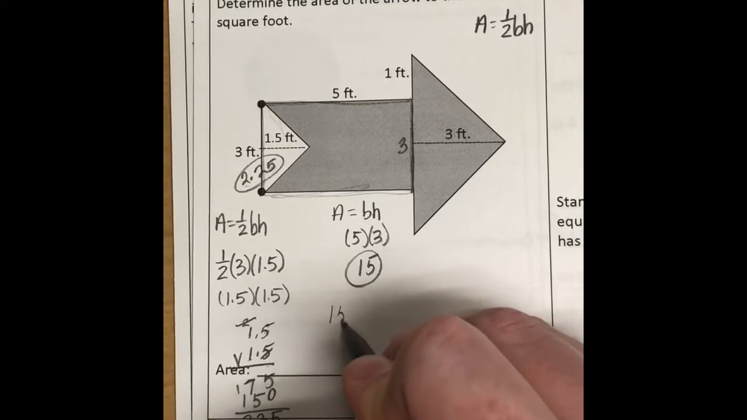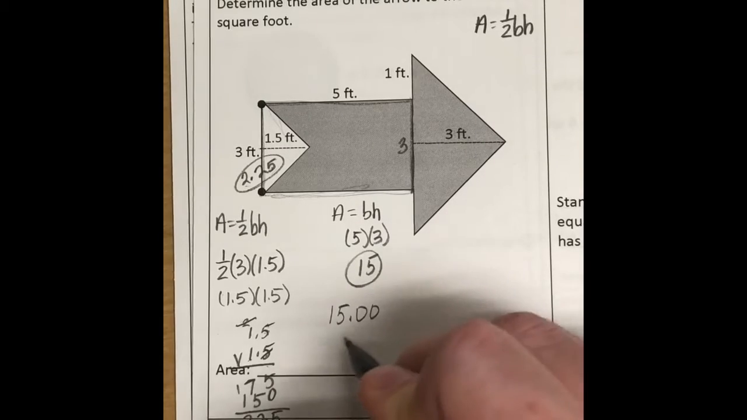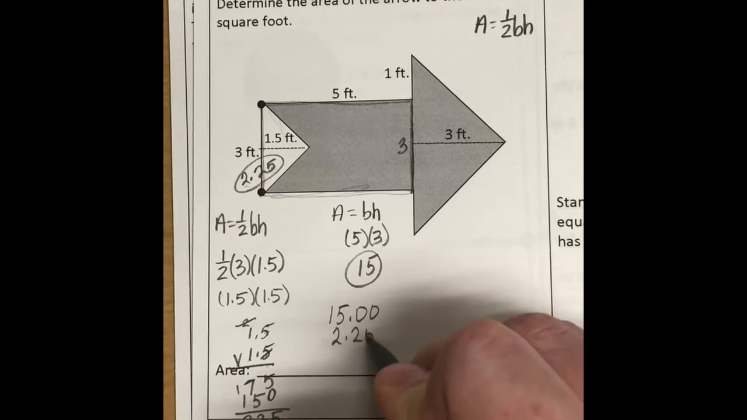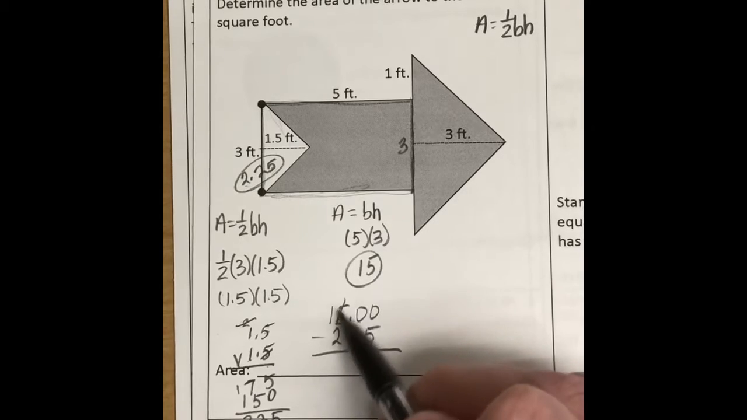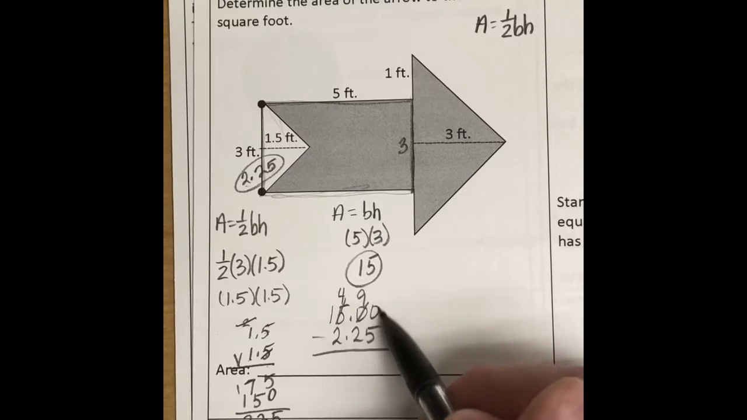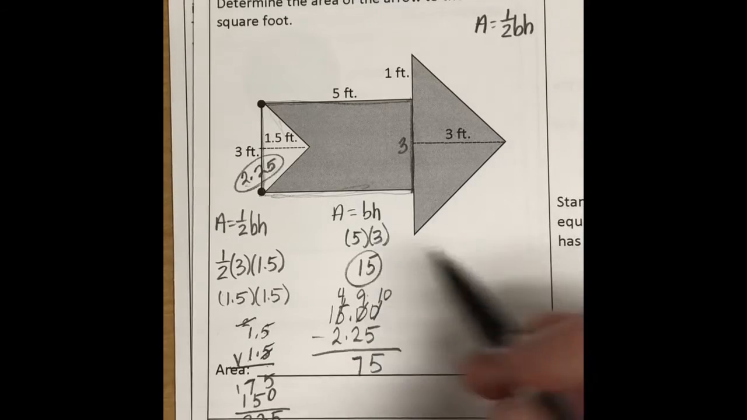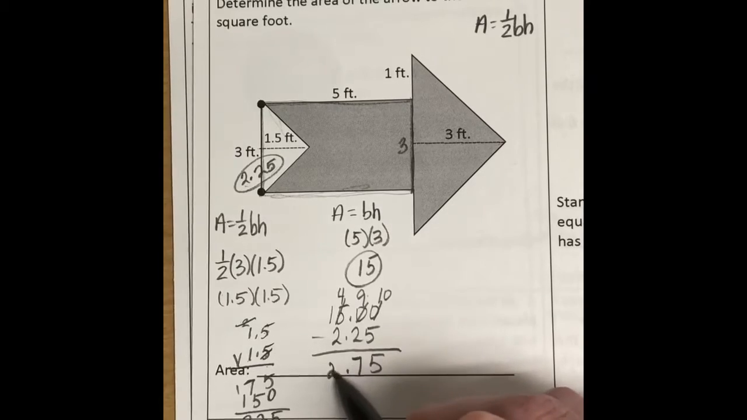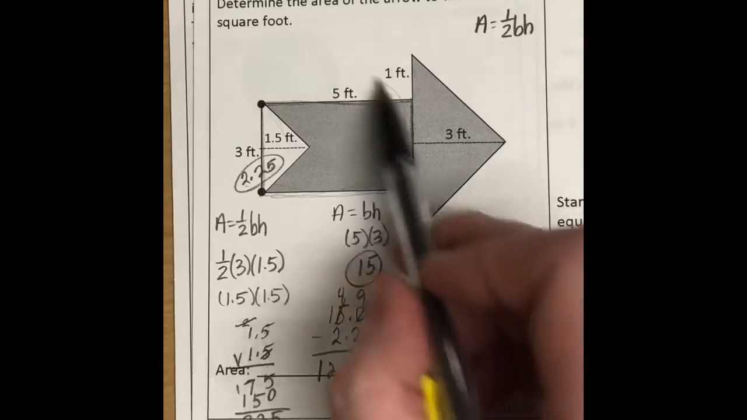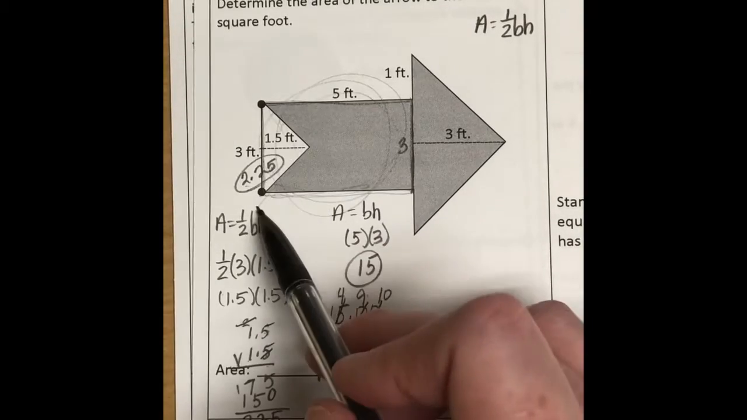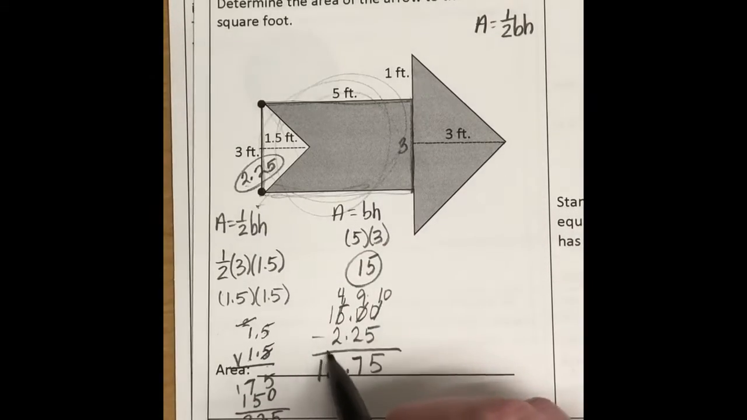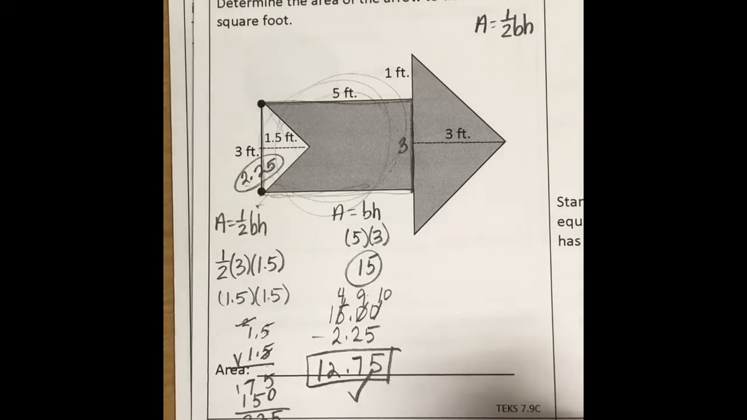So since these have a decimal, I'm going to make this have a decimal. So we're going to do 15.00 minus 2.25. Have to do some borrowing. 10 minus 5 is 5. 9 minus 2 is 7, and 4 minus 2 is 2, and 1 minus nothing is 1. So this whole part right here, after we took that part out, is 12.75. This number is important. Don't forget that number, okay?